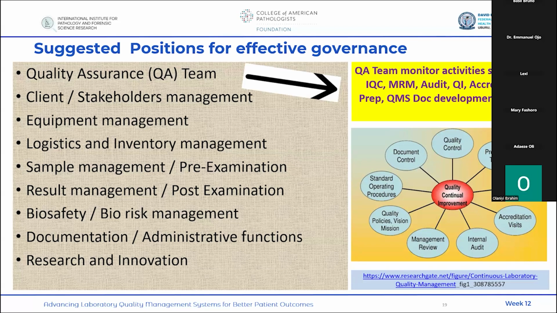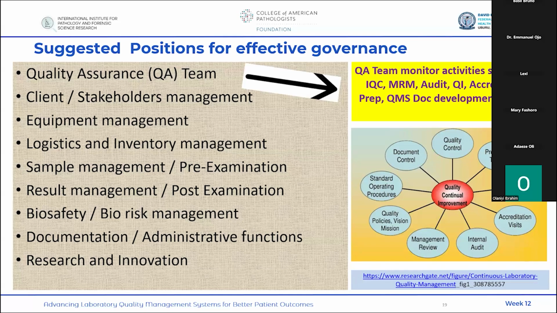So we also need a team to monitor the logistics and inventory management, sample management as the pre-examination process, the result management at the post-examination, the biosafety or biorisk management, documentation or administrative function. This will include making sure that personnel files are up to date and that they have all the necessary information about the patients in the individual files.